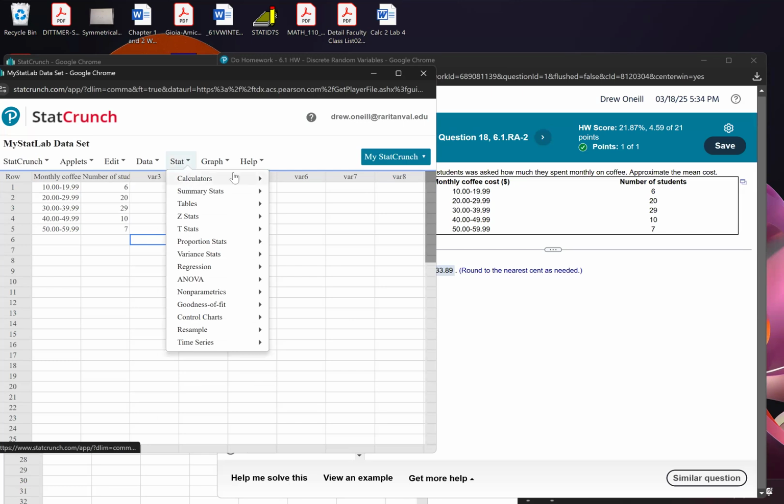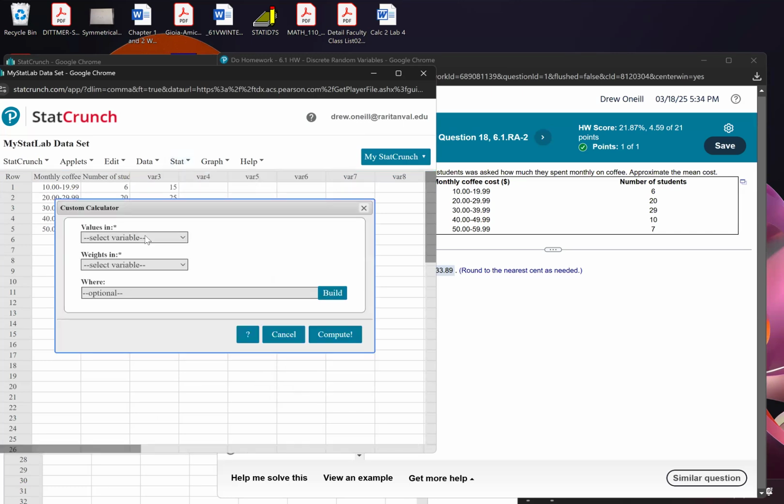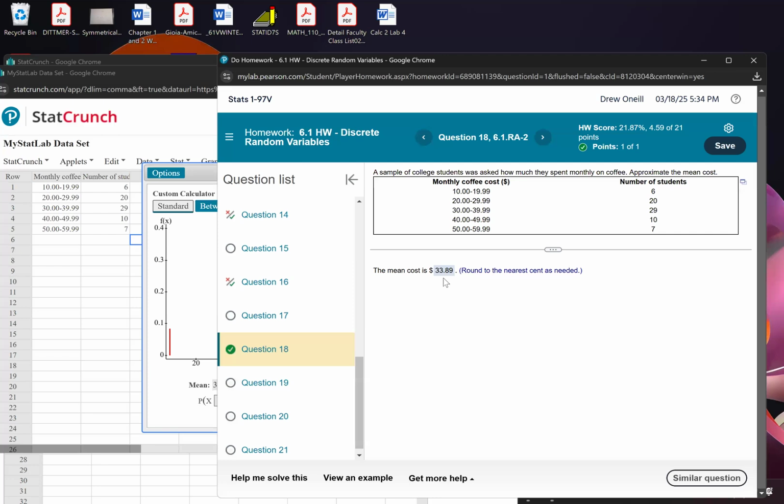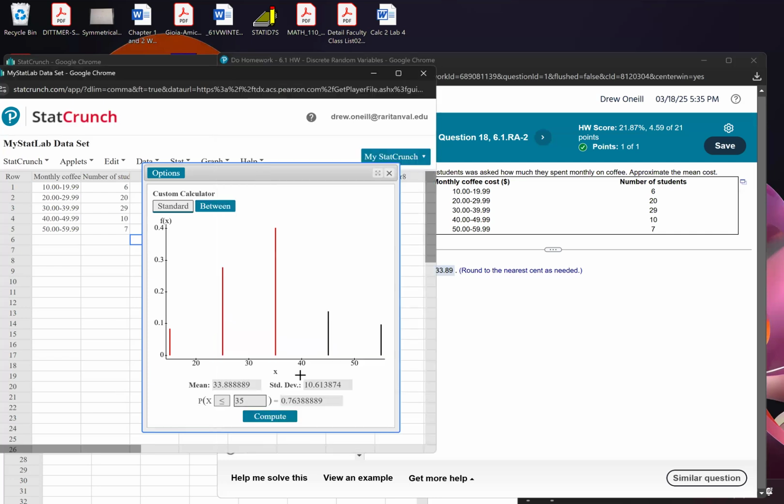Stat, Calculators, Custom, select values as, this is where I got a little thrown off. Which one is the values? Which one's the weights? Well, the weights should be the number of students, yeah. And then the values should be the midpoints. Let's try this. And yep, that gives you the answer. The mean cost is 33.89.